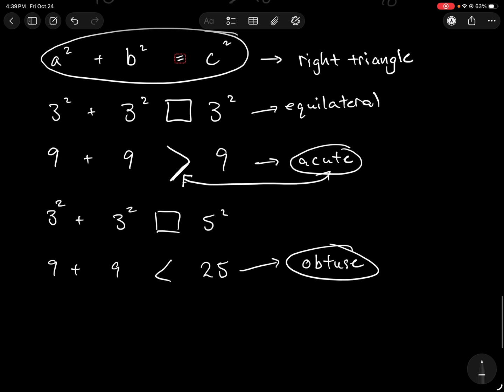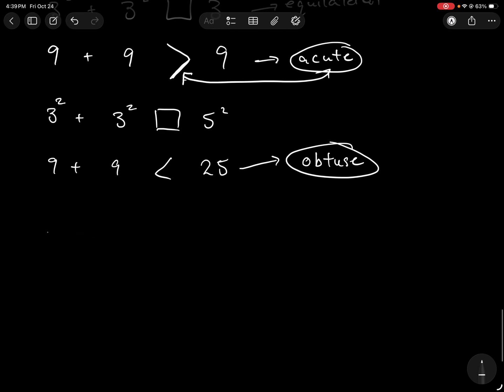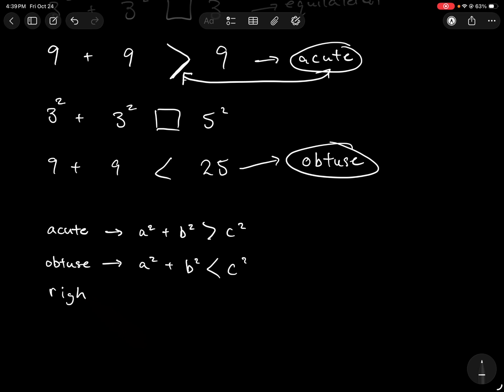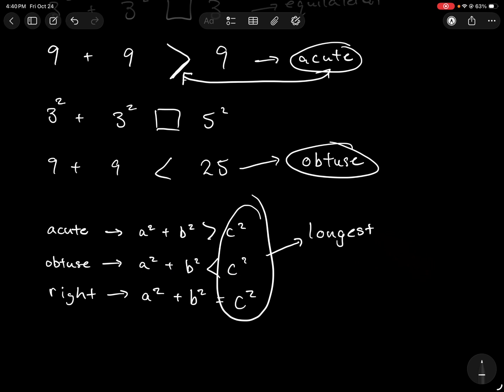Okay, so put it simply, an acute triangle will be found when you have a squared plus b squared that is greater than c squared. An obtuse triangle will be found when you have a squared plus b squared less than c squared. And a right triangle will be found when you have a squared plus b squared equal to c squared. And don't forget that all 3 of these c's are always referring to your longest side.